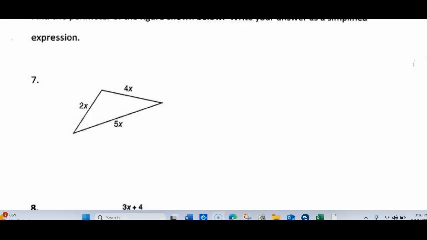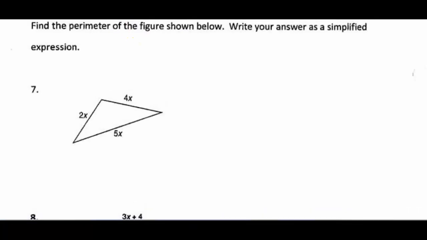So the final two questions on this note sheet talk about perimeter. Sorry, I'll have to move this up a little bit. There we go. Find the perimeter of the figure shown below. This is just to make sure you recall what the word perimeter means. Perimeter is the distance around a shape. Distance around a shape. Make sure you know definitions.